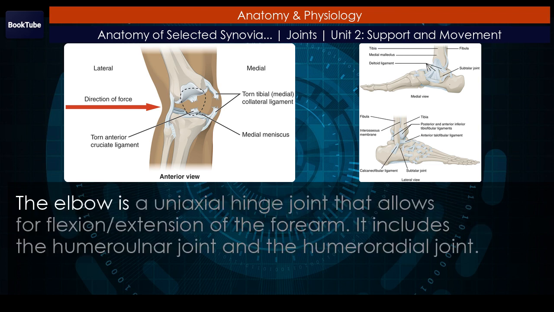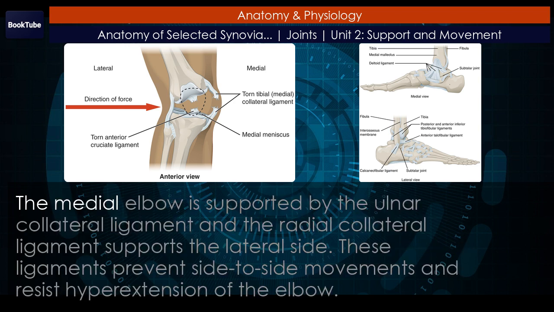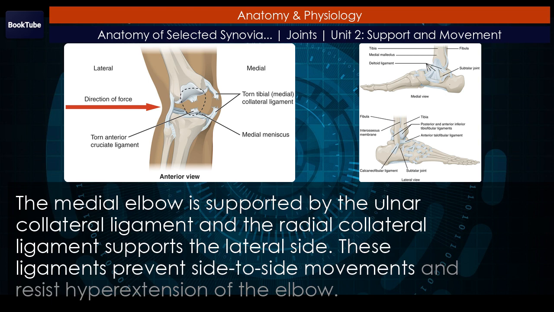The elbow is a uniaxial hinge joint that allows for flexion, extension of the forearm. It includes the humeroulnar joint and the humeroradial joint. The medial elbow is supported by the ulnar collateral ligament, and the radial collateral ligament supports the lateral side. These ligaments prevent side-to-side movements and resist hyperextension of the elbow.